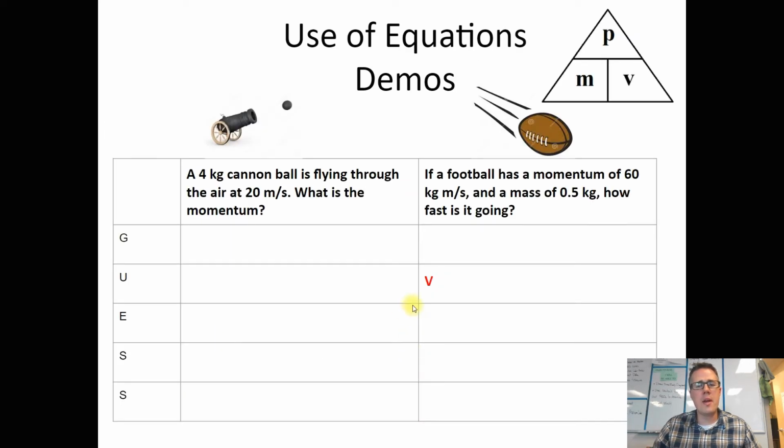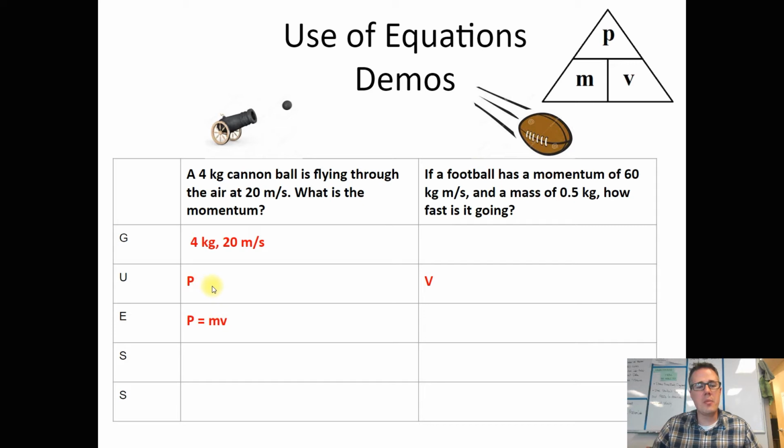Let's do a practice one. On your paper, I've taken off the G, the U, and the E. Your job is just to do the substitute and the solve, but I'm going to still fill in the other parts. So let's say that we have a 4-kilogram cannonball that's flying through the air at 20 meters per second, and we have to find the momentum. Well, the given information is the mass and the velocity. 4 kilograms, 20 meters per second. The thing that we're solving for in this one is momentum, and again, we use P for that.